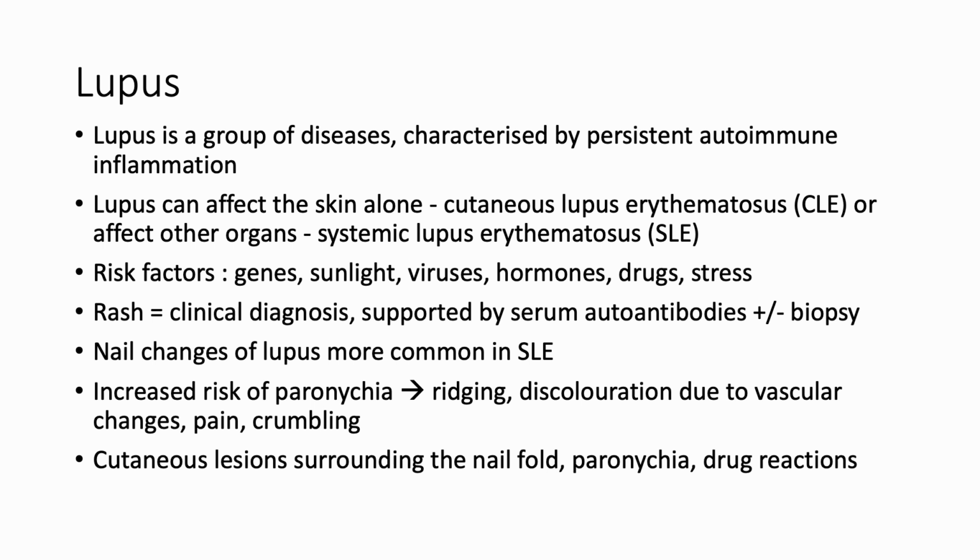Lupus is a group of diseases. Lupus is a group of autoinflammatory diseases which involves immune dysregulation and the activation of complement and the subsequent production of autoantibodies. Lupus can mean systemic lupus erythematosus, known as SLE, which affects the skin, joints, bones, vasculature, and cardiorespiratory symptoms.